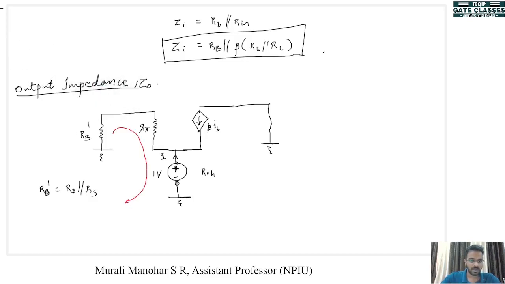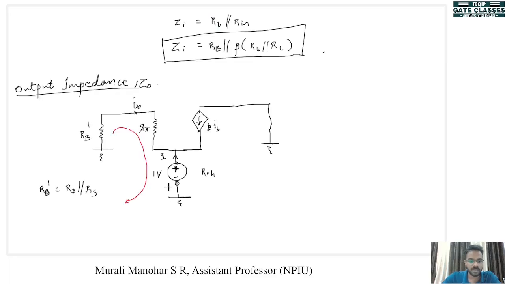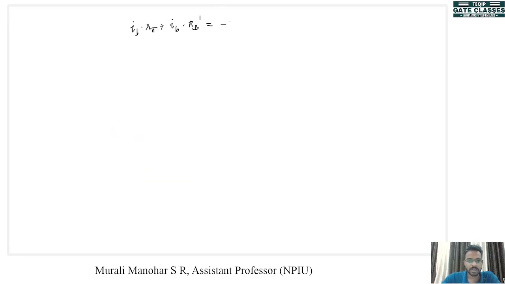Now here the current that is flowing is IB. So the equation of this loop is IB into R pi plus IB into RB dash is equal to minus 1 volt. From this, IB is equal to minus 1 divided by R pi plus RB dash. So this is the value of IB.